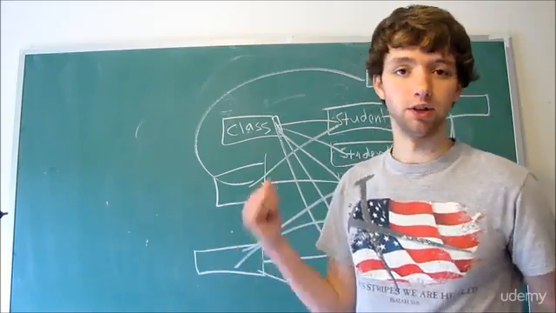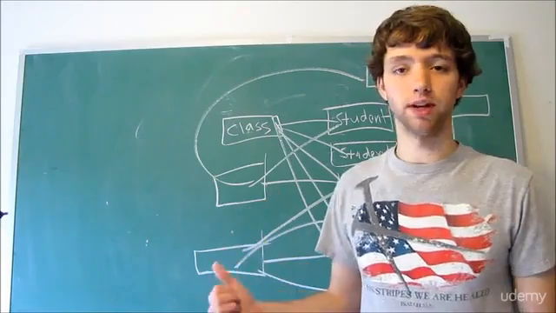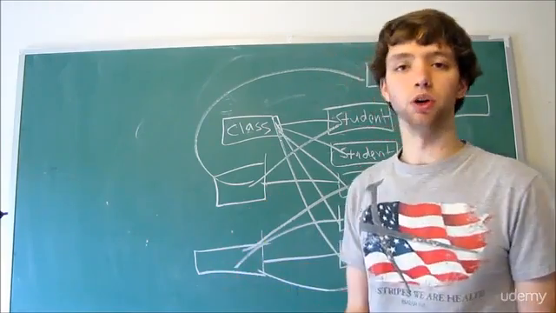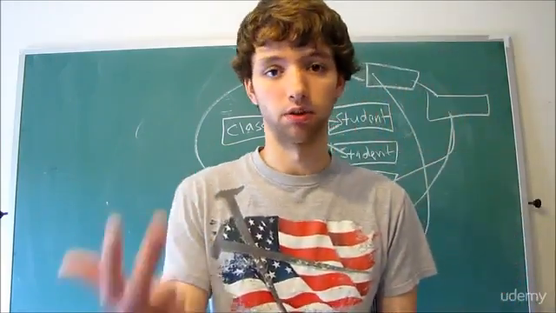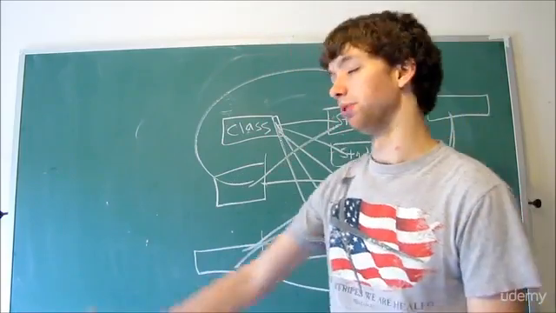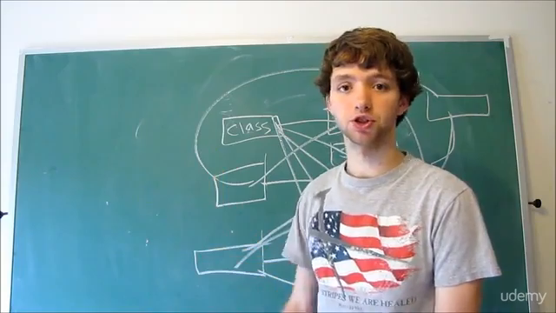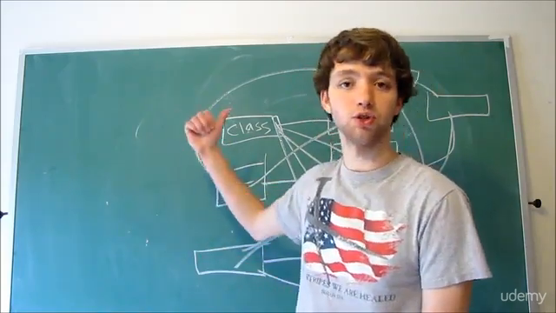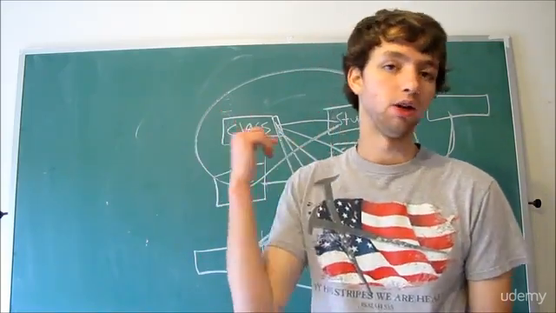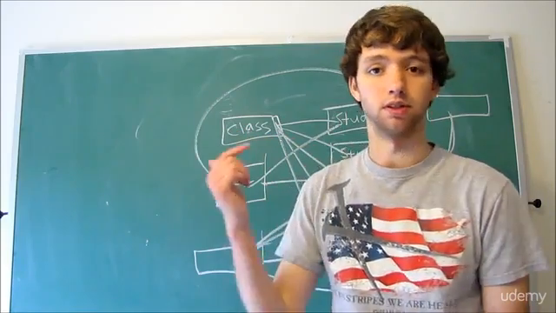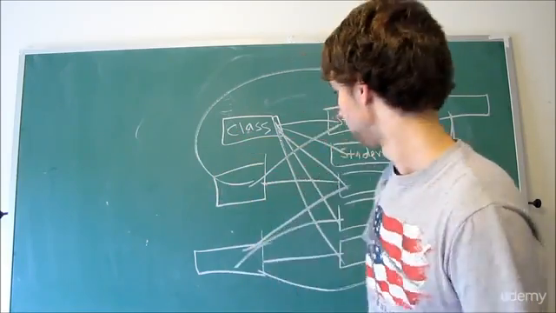Many-to-many relationships do not work in a relational database. The only 2 that will work are a one-to-one and a one-to-many relationship. But this is just the concept. When you think of a many-to-many relationship, think of a class and a student. A class can have many students, and a student can take many classes.